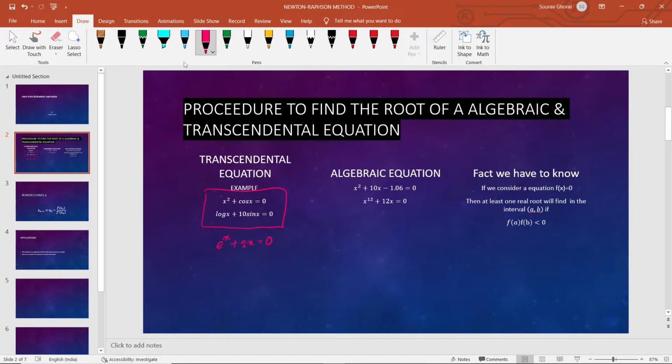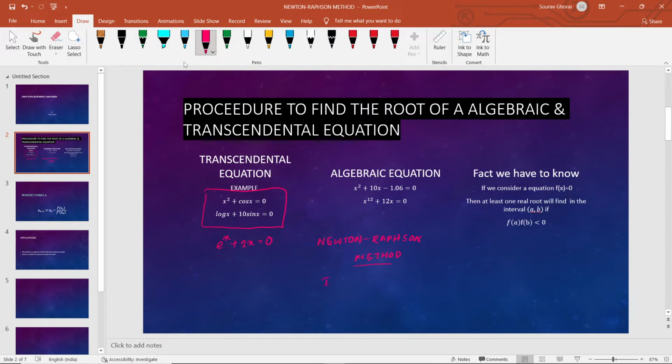And also, when we consider an algebraic equation like x square plus 10x minus 1.06 and x to the power 12 plus 12x, then it is quite impossible to find the root of this equation. So how can we find the roots of the equation? Here we will use the Newton-Raphson method. So what is the Newton-Raphson method? Actually, this is a method where we can find the roots of this type of equation.